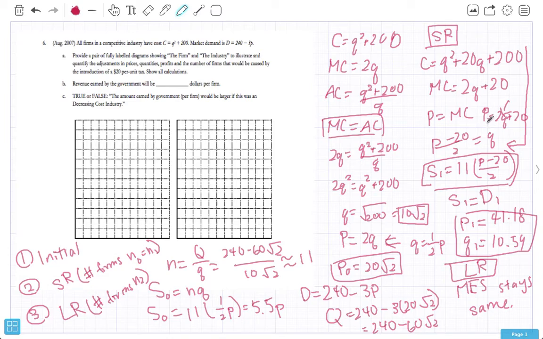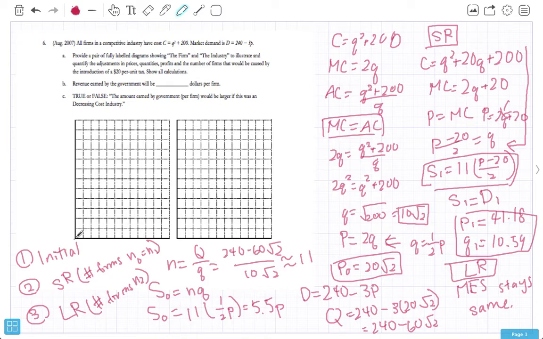And then, using that price, plug it into your demand curve to find your industry quantity, your big Q, and then use that to find your number of firms, so big Q over small q, and then you can find your new supply curve. So I'll let you do that by yourself, but your graph should look something like this.